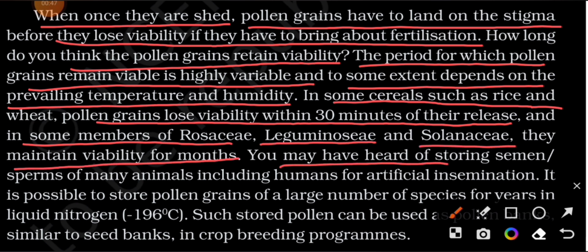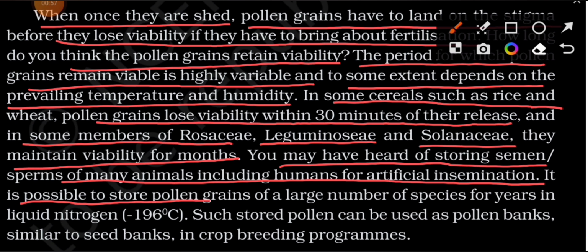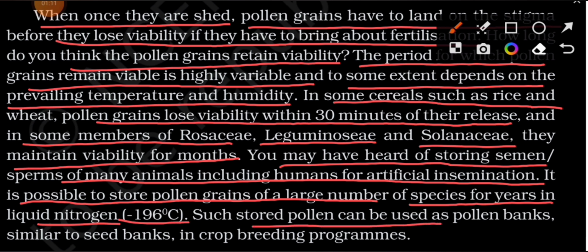You may have heard of storing semen, sperms of many animals including human for artificial insemination. It is possible to store pollen grains of a large number of species for years in liquid nitrogen at minus 196 degrees Celsius. Such stored pollen can be used as pollen banks, similar to seed banks, in crop breeding programs.